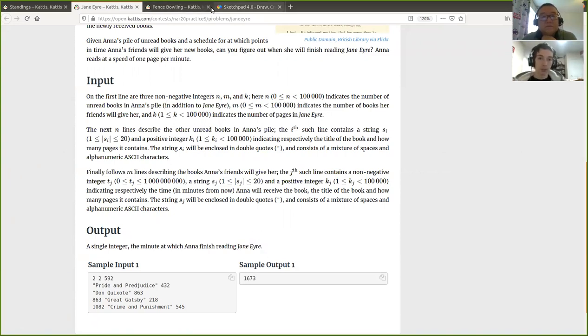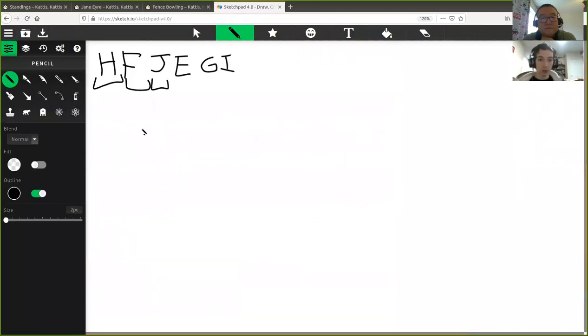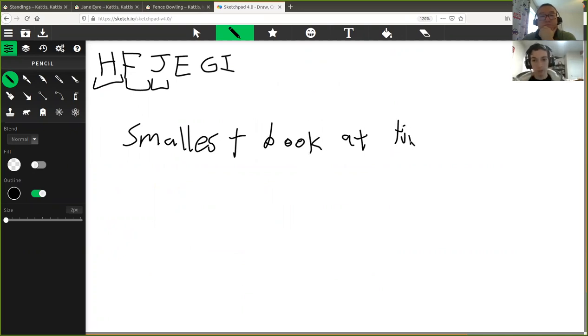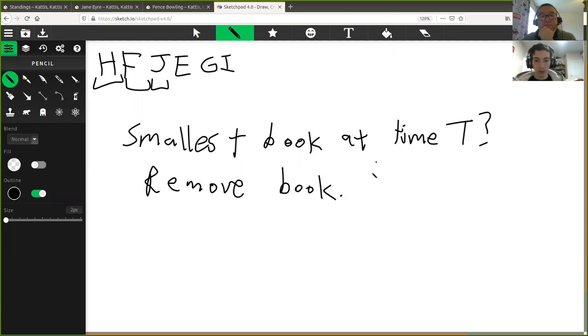So the solution is essentially to just directly simulate what it's saying. You want to process queries like, what's the smallest available book at time t, and then remove it from the list of available books. So these are the questions you need to answer, and then you can just directly simulate the process of choosing a book. Once the book is Jane Eyre, then you output the time. So yeah, it's a pretty straightforward simulation like that.